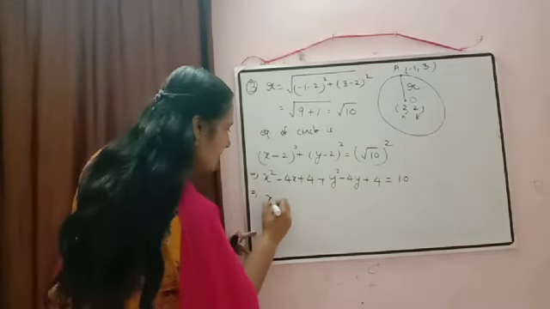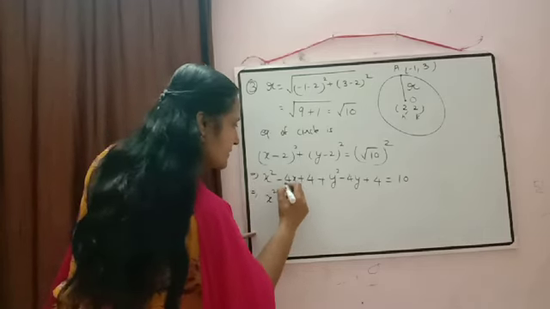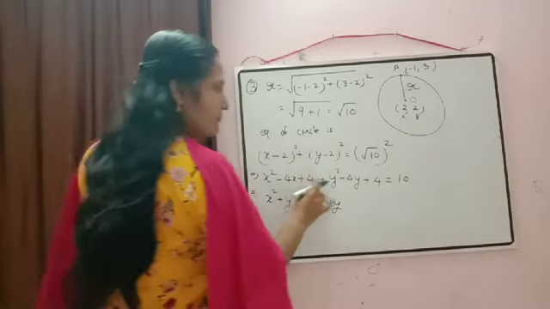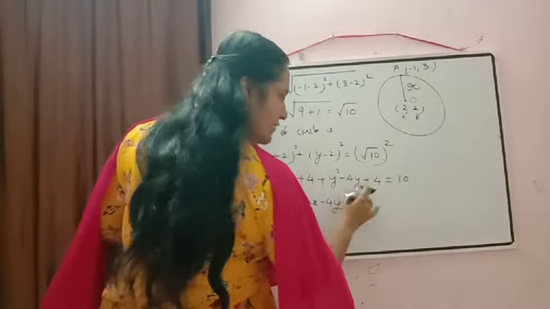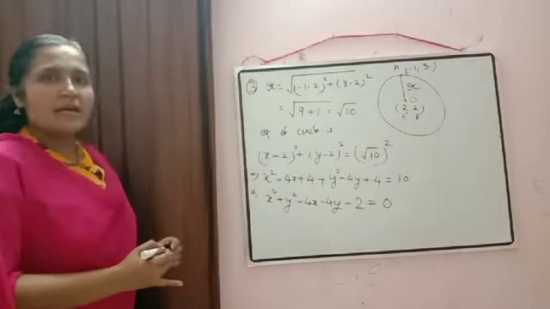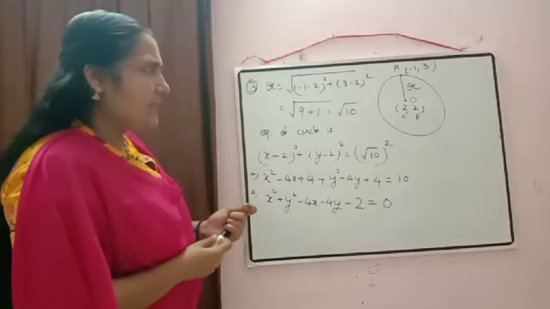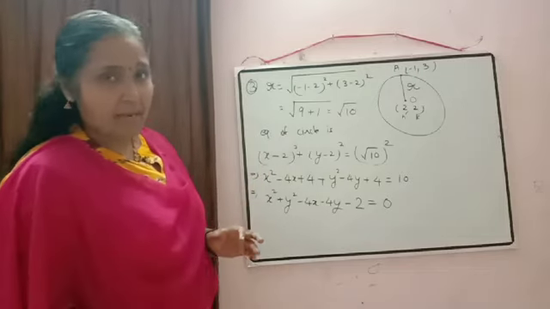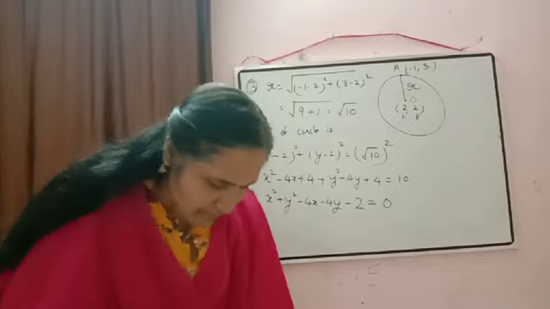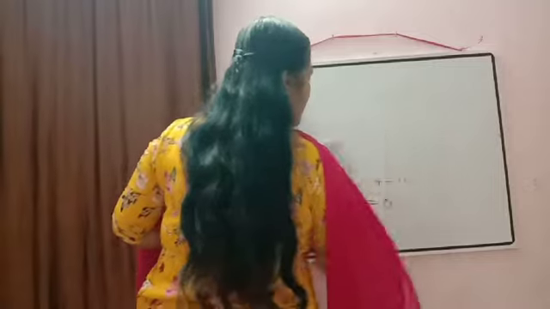Now we can shift all the expression to the left hand side. Then we will get, and just rearrange also, x square plus y square minus 4x minus 4y, 4 plus 4, 8, 8 minus 10 will be equal to -2, is equal to 0. So this is the general equation of circle. So if you are not getting anything, just draw the diagram and check, the solution will be easy for you. Okay. Now next one, question number 4.